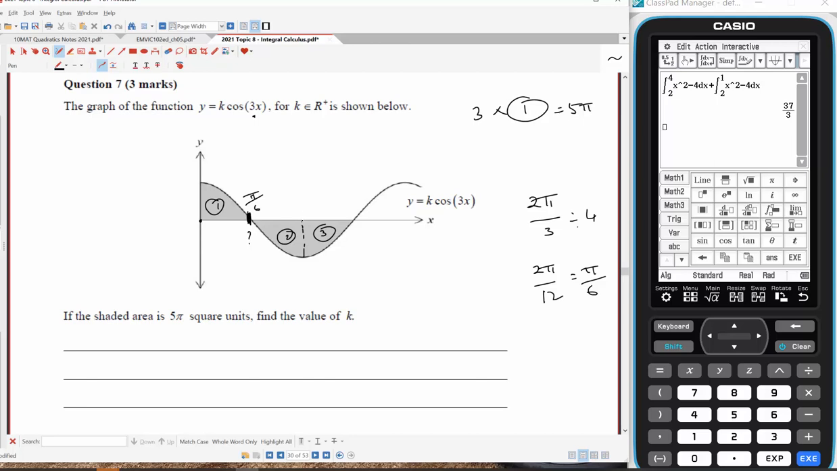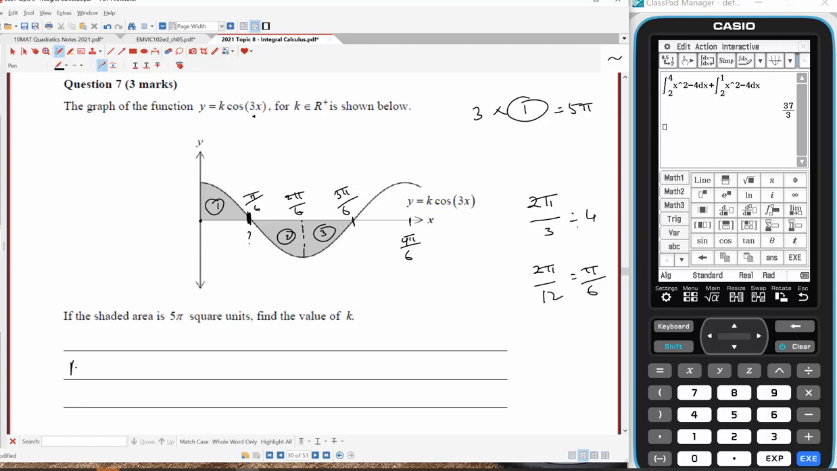So pi on 6, 2 pi on 6, 3 pi on 6, 4 pi on 6, yeah. So 2 pi on 6, this one here is going to be 3 pi on 6, and this one here is going to be 4 pi on 6, or 2 pi on 3, which is the period. Yeah, of course.